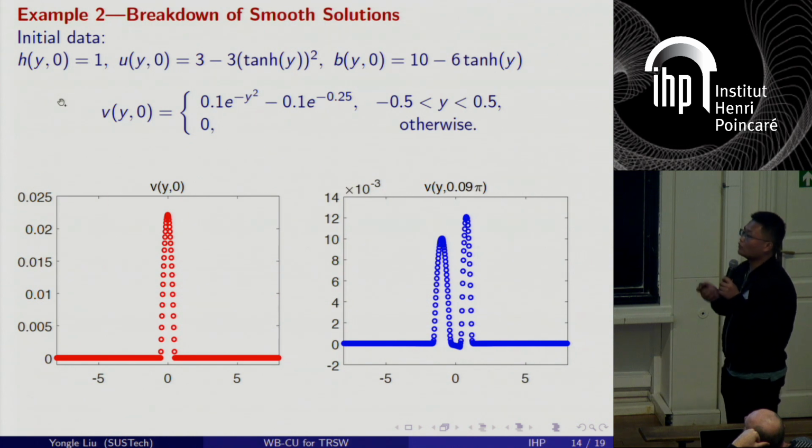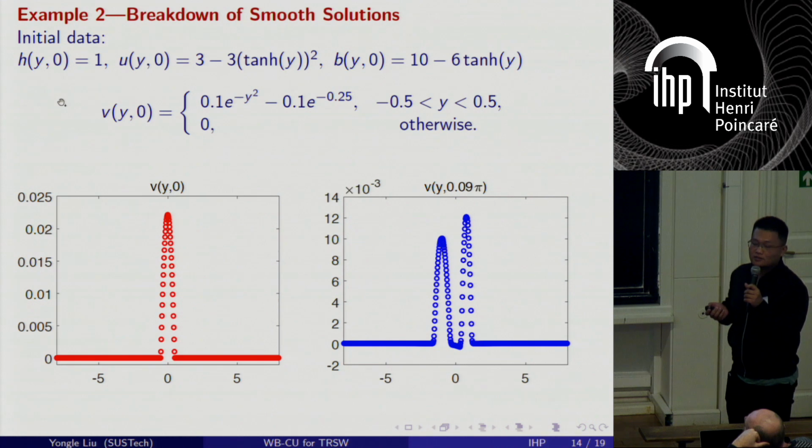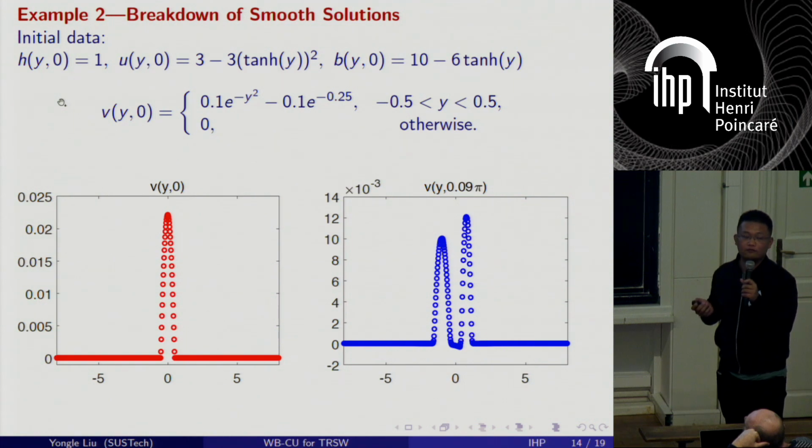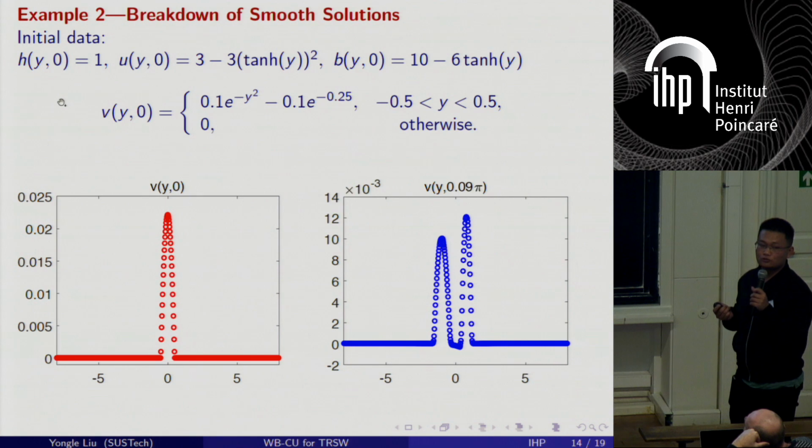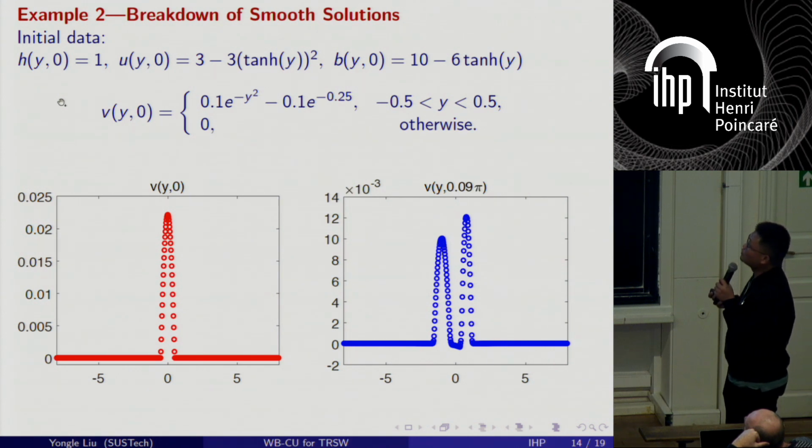In the second example, we study the breakdown phenomena of the smooth solutions. Under some special conditions, the wave propagation will break down in finite time, so our numerical scheme should have this property to capture the breakdown. And we consider the initial conditions. Here, v is not 0. It's added by a small perturbation.